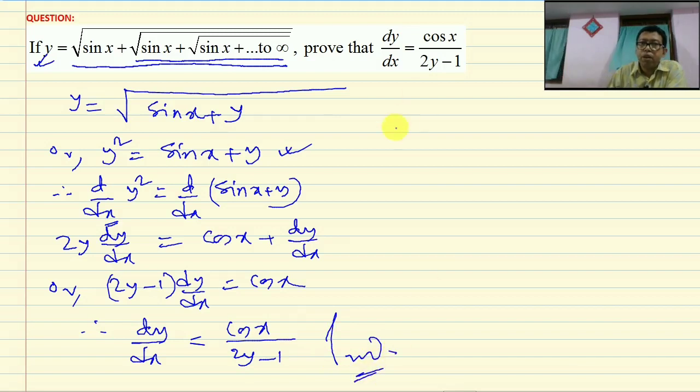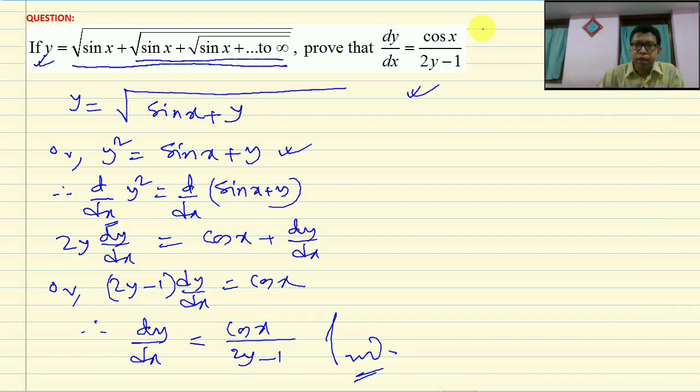This is an important example from NCERT. For solving infinite series like this, you should always delete the first term in your imagination, so that you can substitute the remaining part by the original function. After that you square it and get the differentiation.